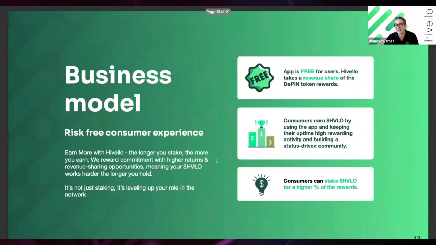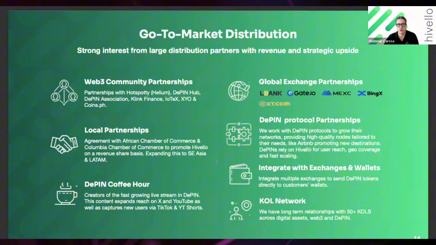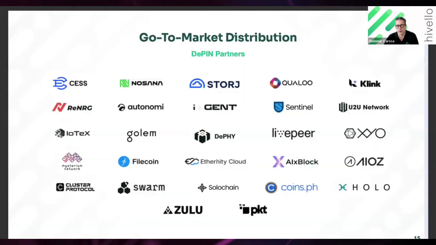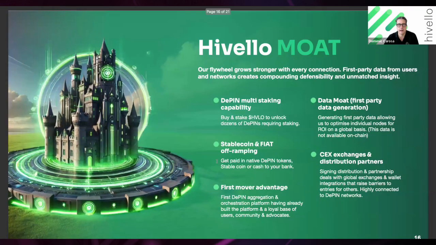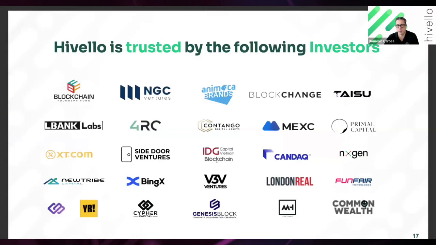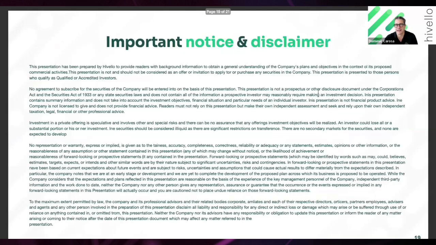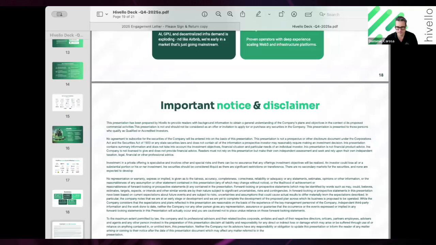In terms of the business model, the app is free. We take a revenue share of all the tokens that are being mined on your computer, or basically where your computer's sharing out. And you as a consumer are also earning the Havelo token. So you're earning DPIN tokens, and you're also earning the Havelo token, which you can then stake. We've got a number of partnerships in the space already, and we've raised a bunch of capital from a number of VCs around the world. So that's, let's call it, the formal part of the process.